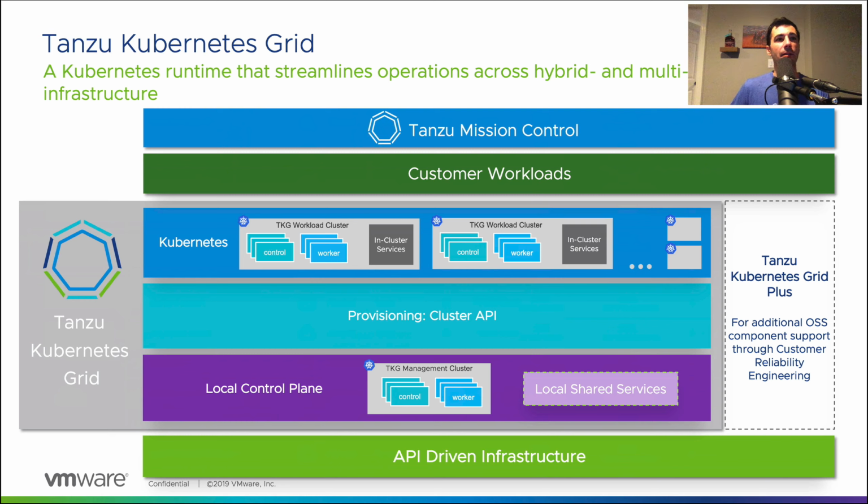Now, you see this other box to the right. This is Tanzu Kubernetes Grid Plus. This is another add-on that gives you more support for the open source components that are available, but not through customer reliability engineering. That's completely wrong there. But it is more open source components that actually get support through there.